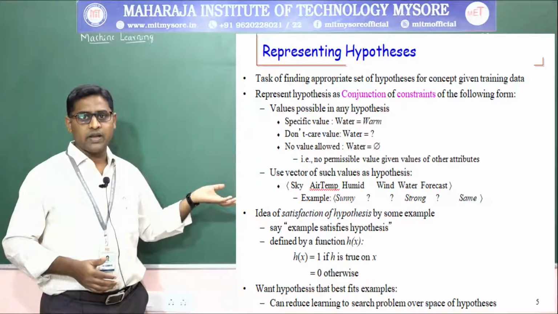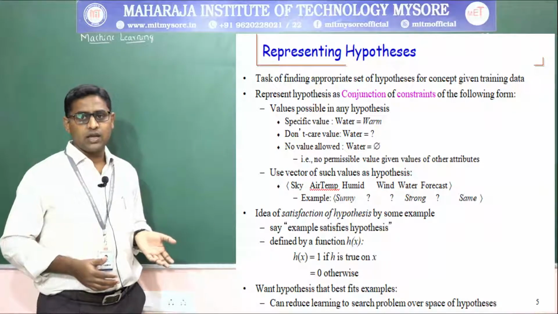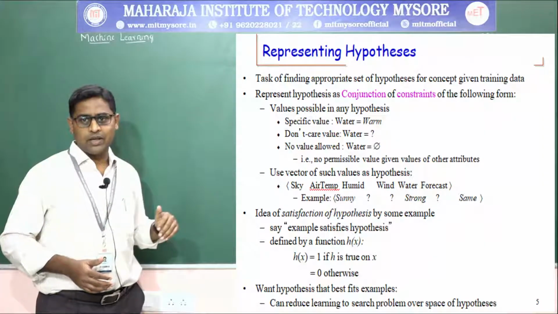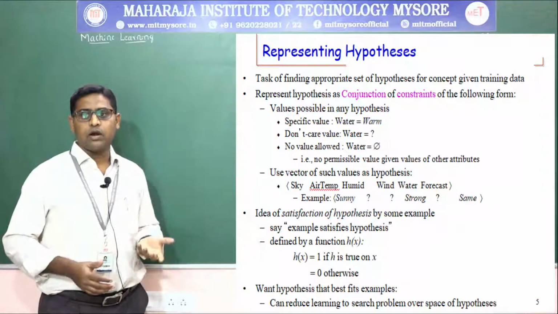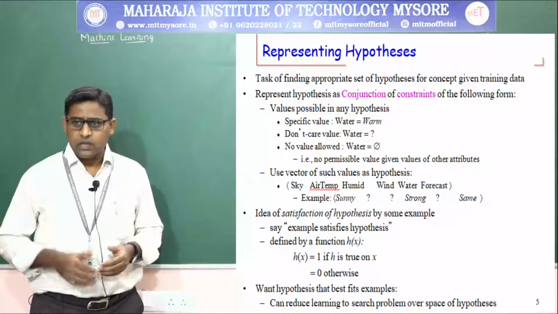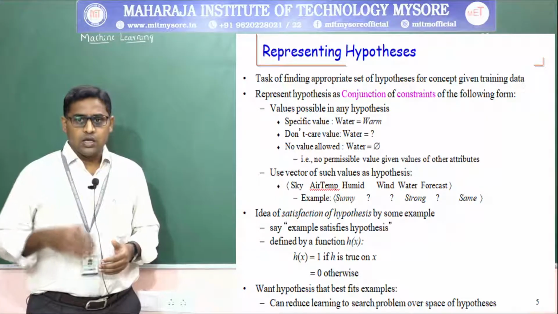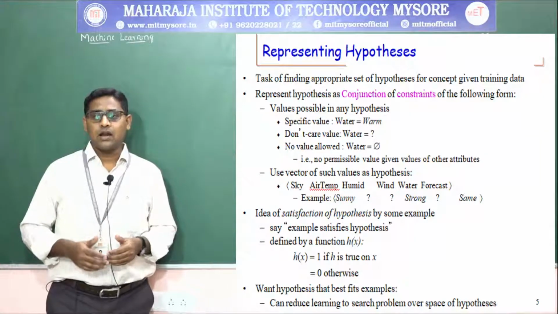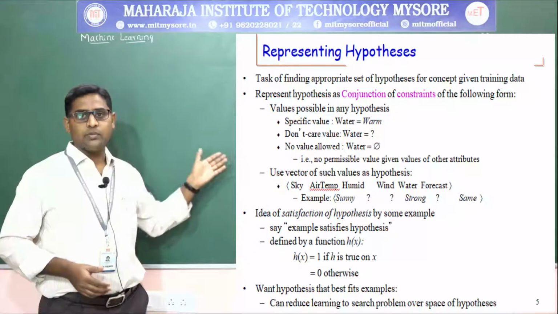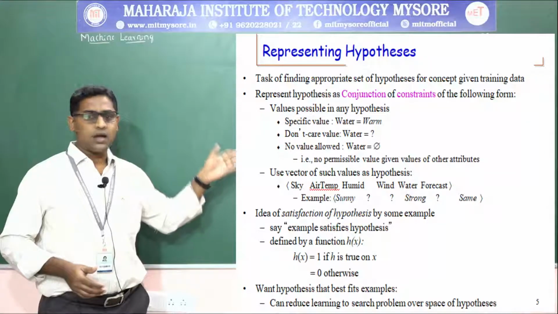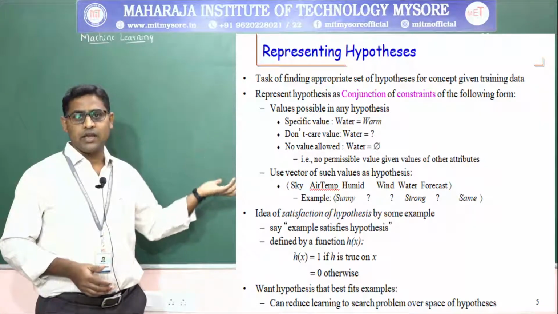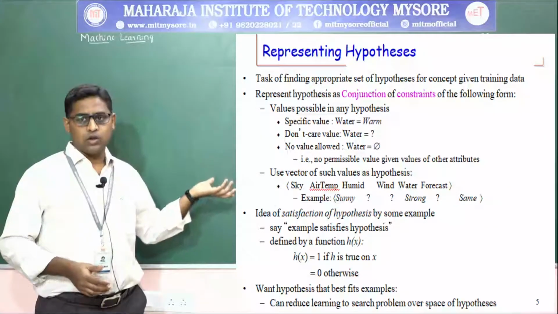These things we have defined earlier also in the previous class sessions. So no value will be allowed, like water equal to null or empty. That is, no value will be permissible given values of the other attributes. So use a vector of such values as the hypothesis, such that sky, air temperature, humidity, wind, forecast, etc. are represented with values like sunny, or the question mark symbol, meaning any value can be allowed, or you call it a don't care value.